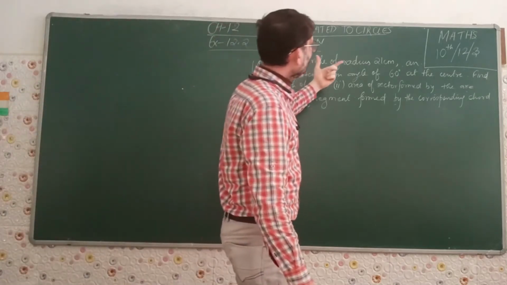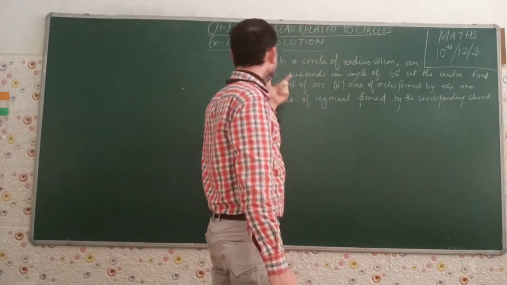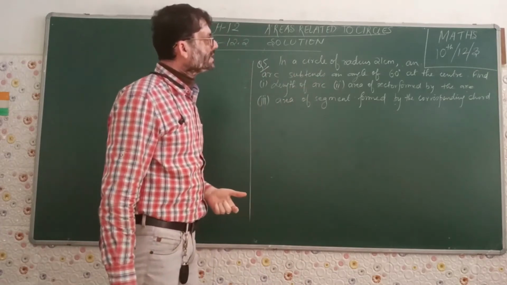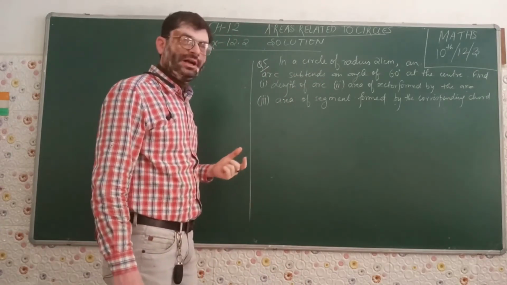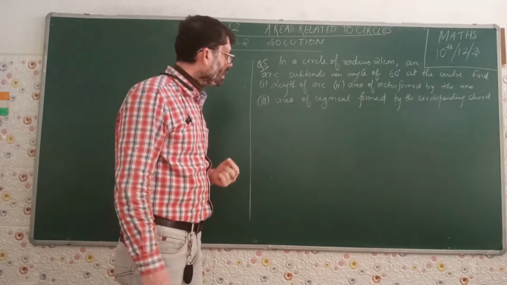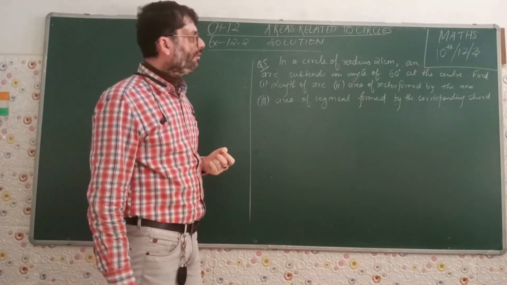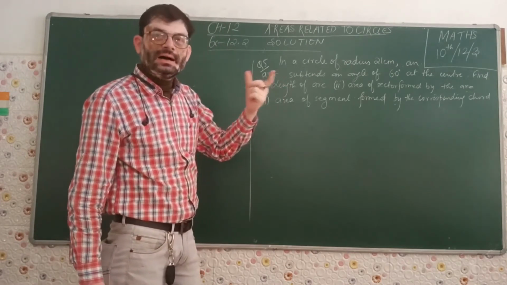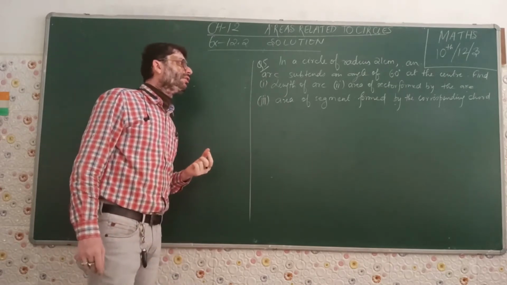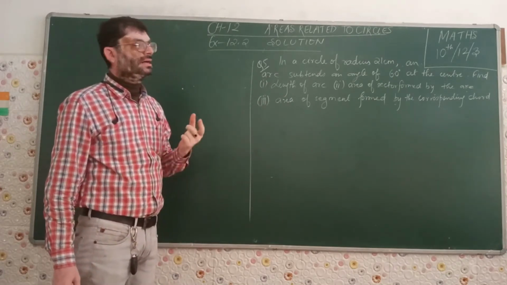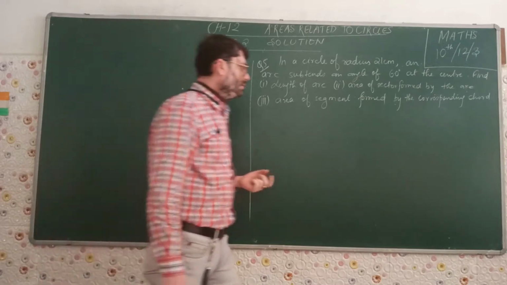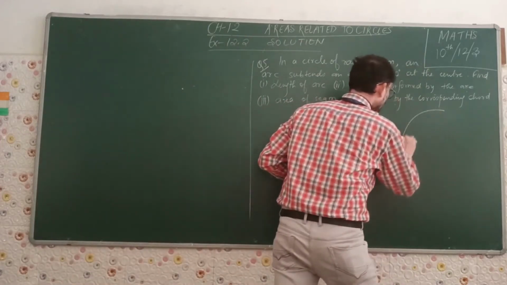In a circle of radius 21 centimeters, an arc subtends an angle of 60 degrees at the center. Find the length of the arc, that is bit 1. Bit 2, the area of the sector formed by the arc, and bit 3, the area of the segment formed by the corresponding chord. So let us draw a figure for it.